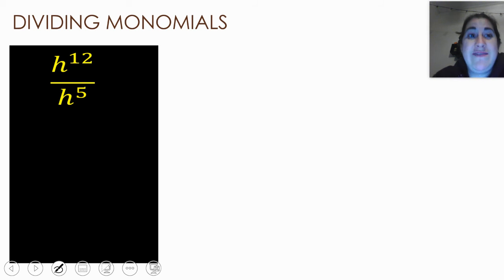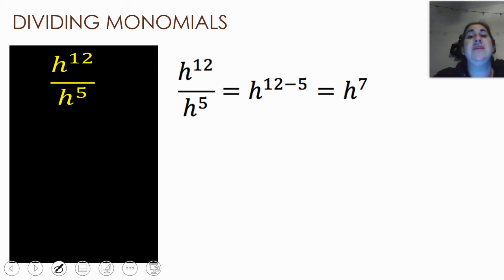What about if we divide monomials? Well, it's the same process that we were talking about because the base is the same. That H is the same on the top and same on the bottom, which means that we can subtract them, right? So think about your monomial rules. We can subtract them. So 12 minus 5 is 7. So our answer is H to the 7th power.